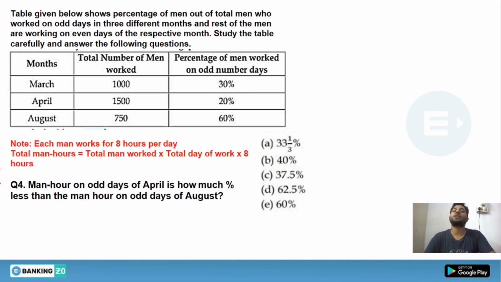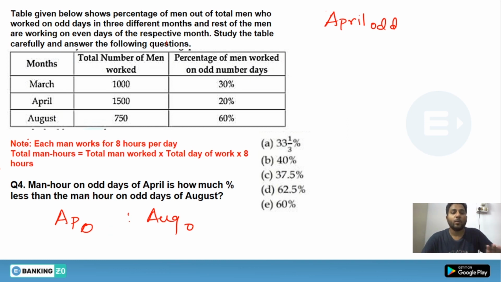The questions belonging to the percentage pattern or ratio pattern will become easier once you find out the common parts and eliminate them. Look at this. Man hours on odd days of April is how much percent less than man hours on odd days of August. So that means April odd and August odd. We have to compare the odd number of days data of April as well as for August.